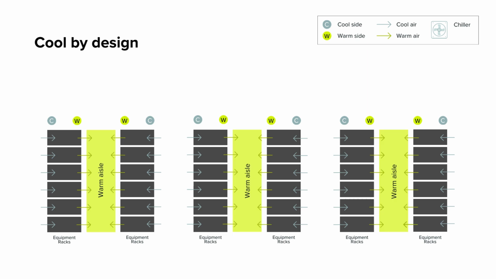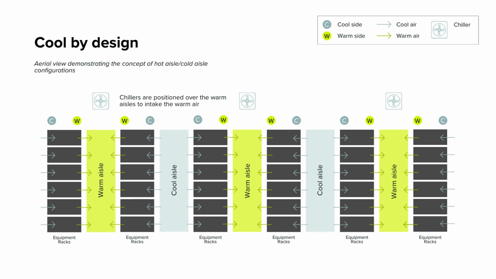The warm air is contained to its own aisle, as is the cool air. With this configuration, chillers can be placed over the warm aisles to capture warm air and reuse it for other facility functions, and the hot aisle, cold aisle configuration saves energy by optimizing the placement of warm and cool air.